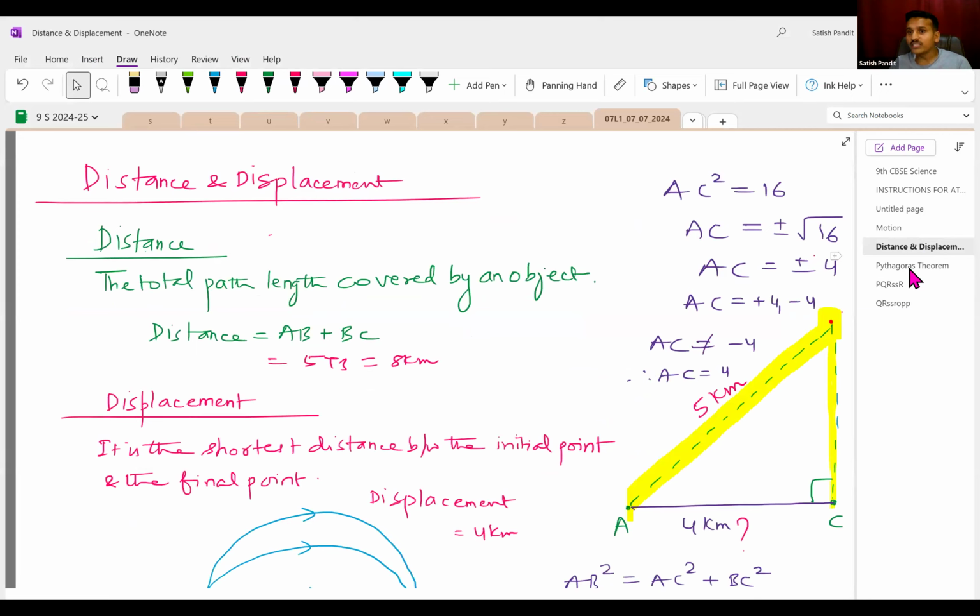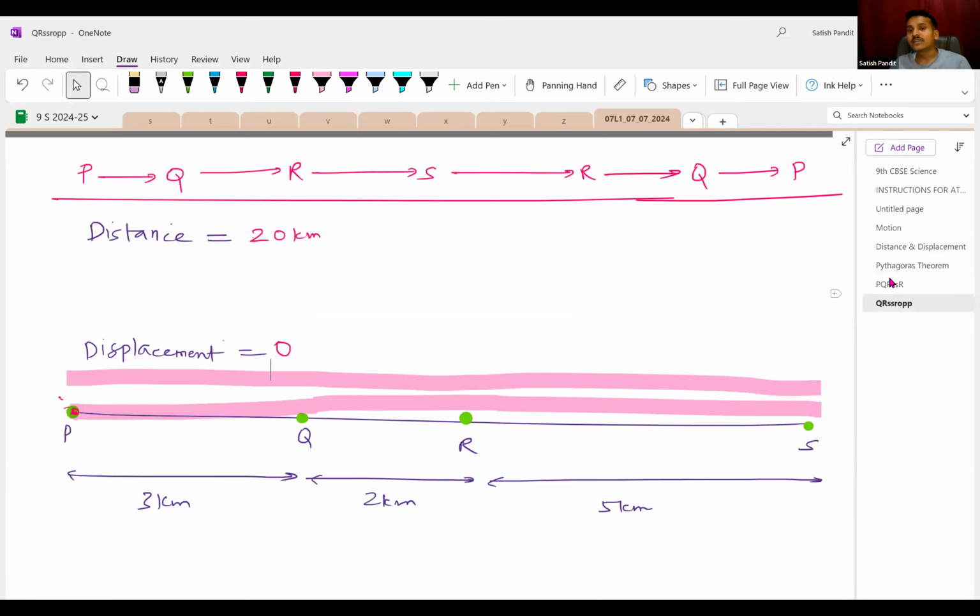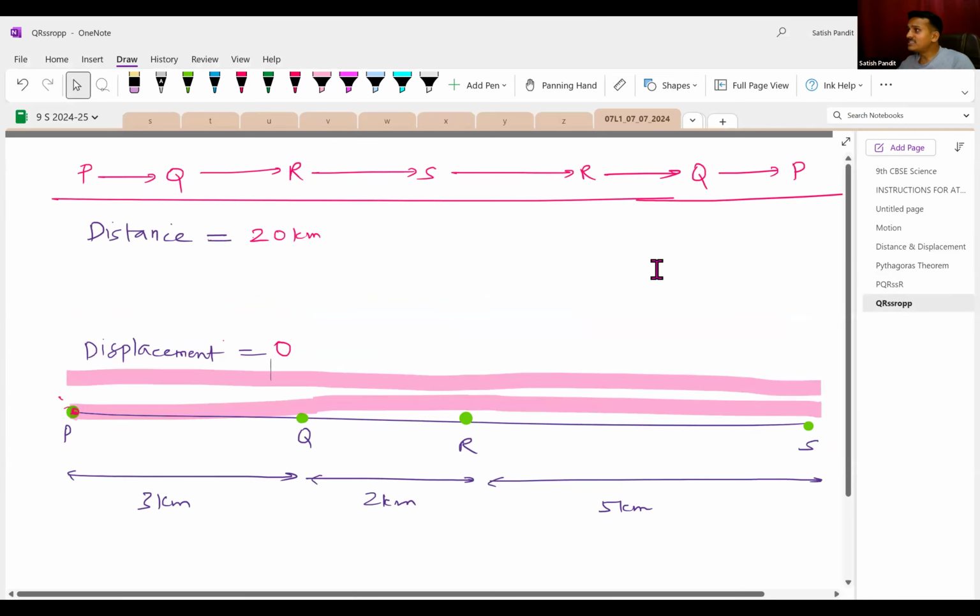From all these examples, we can conclude that distance will never be 0, but displacement may be 0. And when will the displacement be 0? When the object comes back to the same point. When the starting point and the final point are the same, then displacement will always be 0. Are you all getting or not getting? Yes or no? Yes. Fine.